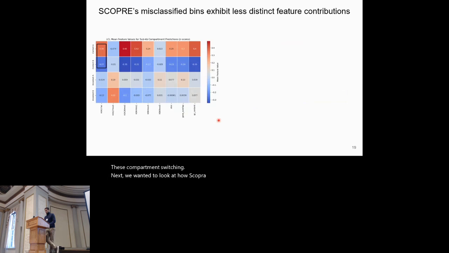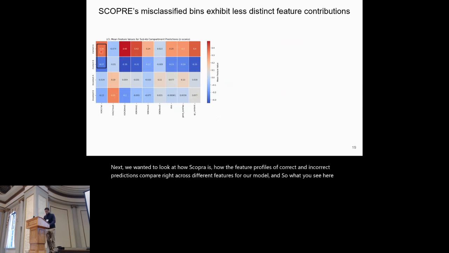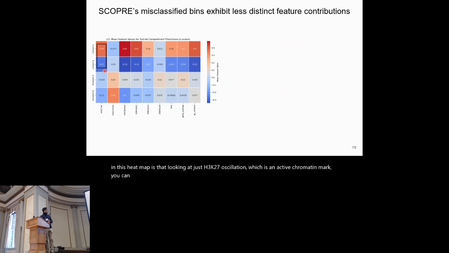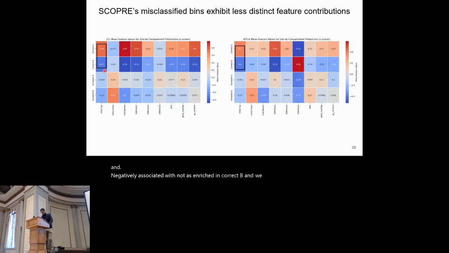Next, we wanted to look at how the feature profiles of correct and incorrect predictions compare across different features for our model. What you see here in this heat map is that looking at just H3K27 acetylation, which is an active chromatin mark, you can see that it's positively enriched for the correct A predictions, which makes sense, and negatively associated with, or not as enriched in, correct B. And we see the same phenomenon in the fibroblast cell line.